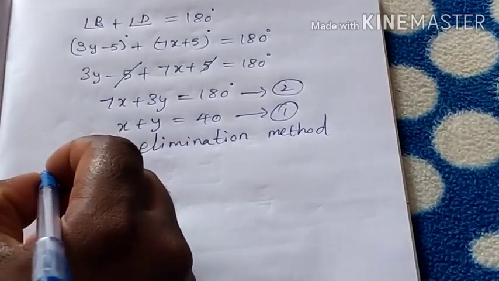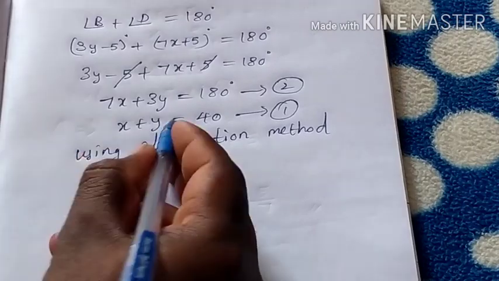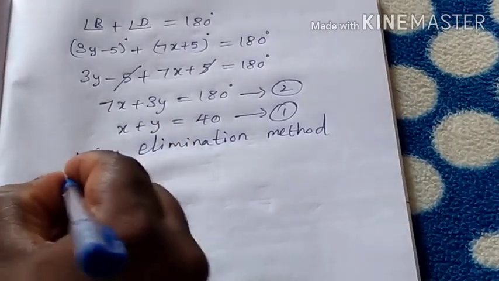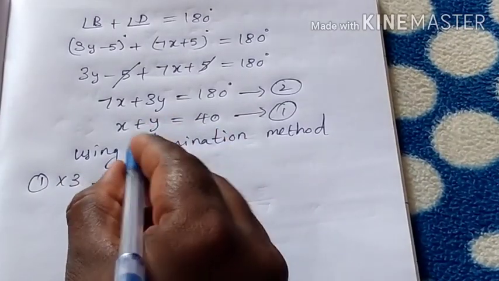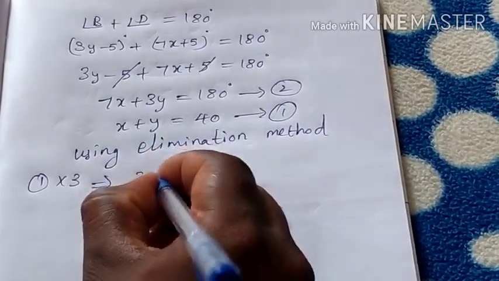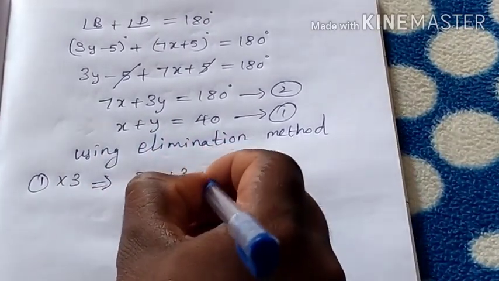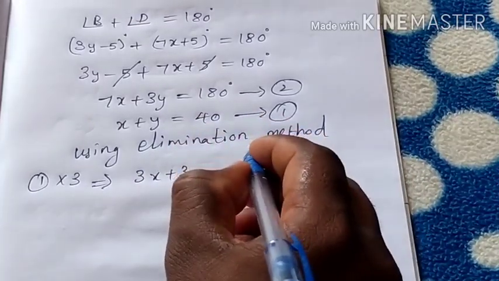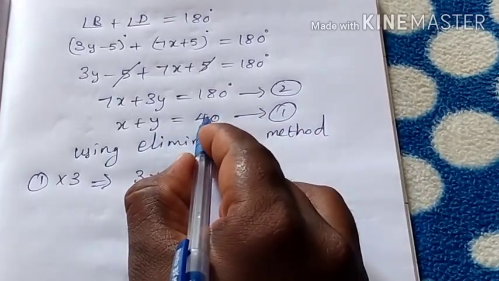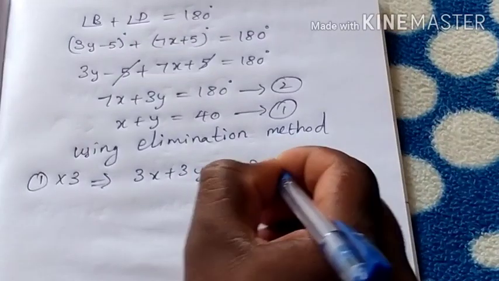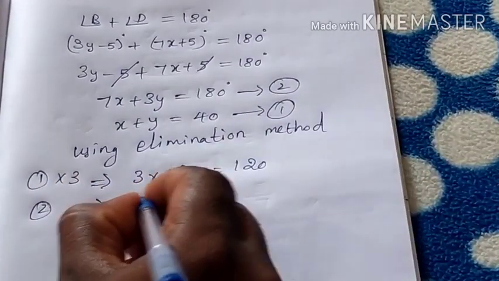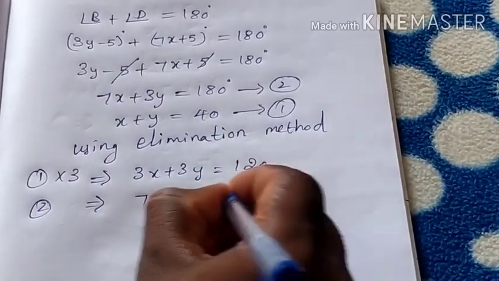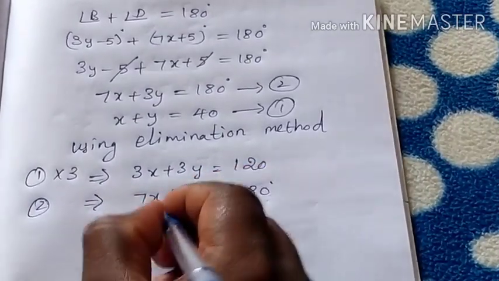Okay. Now I choose to eliminate y. So the first equation multiplying by 3. Now I get, this is first equation, so multiplying by 3, 3 into x, 3x plus 3 into y, 3y equal to 3 into 40 is equal to 120. Okay, then second equation implies 7x plus 3y equal to 180 degree.